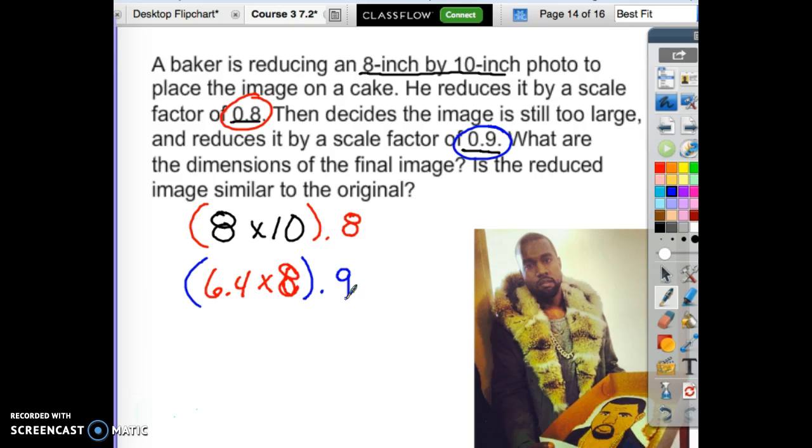And you're welcome to use your phone or calculator as well. And then 8 times 0.9 would be 7.2. So this is the final dimensions of our photo. So we started with the 8 by 10, and then on the cake it's now 5.76 by 7.2. And then I don't have room because Kanye's beautiful face is in our way. Just kidding. And so we would write a complete sentence that the reduced image is similar to the original image because we reduced all the sides by the same scale factor.